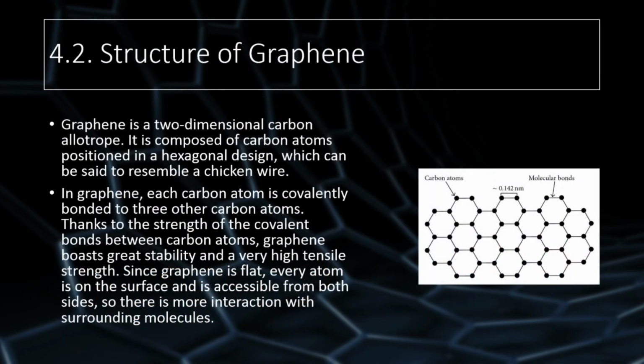Structure of graphene. Graphene is a two-dimensional carbon allotrope. It's composed of carbon atoms positioned in a hexagonal design, which can be said to resemble chicken wire. In graphene, each carbon atom is covalently bonded to three other carbon atoms. Thanks to the strength of the covalent bonds between carbon atoms, graphene boasts great stability and a very high tensile strength. Since graphene is flat, every atom is on the surface and is accessible from both sides, so there is more interaction with surrounding molecules.